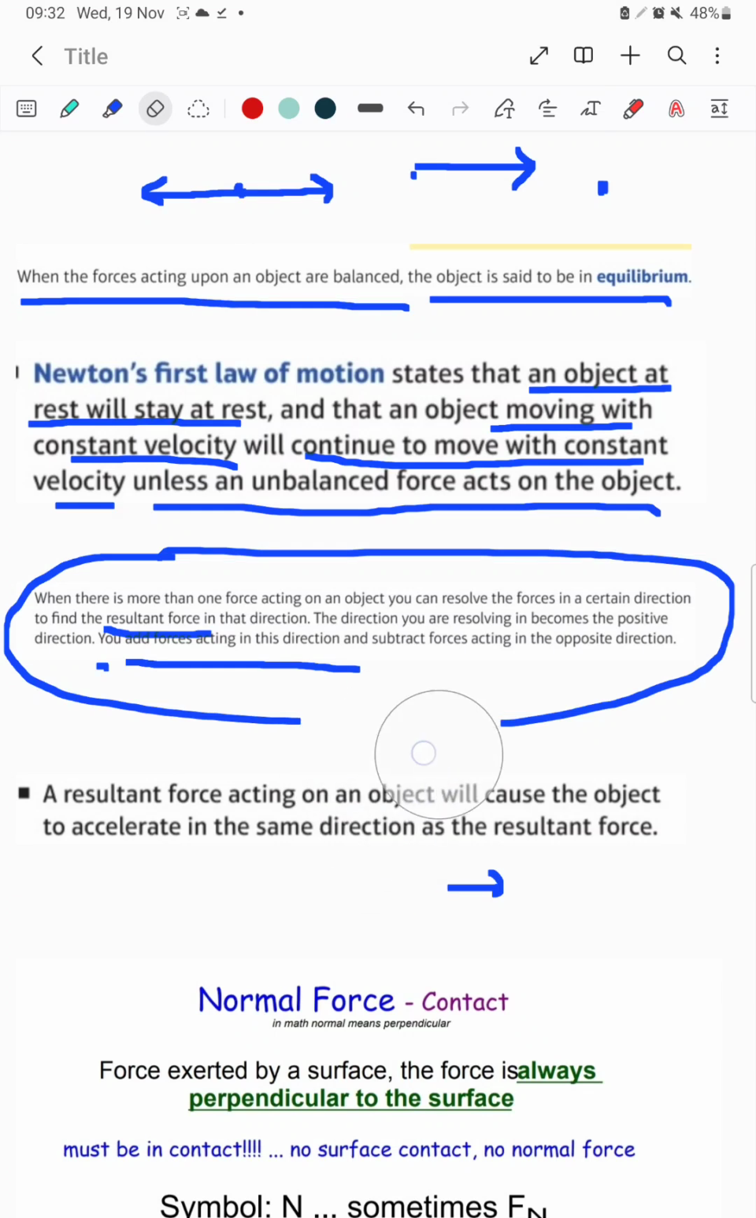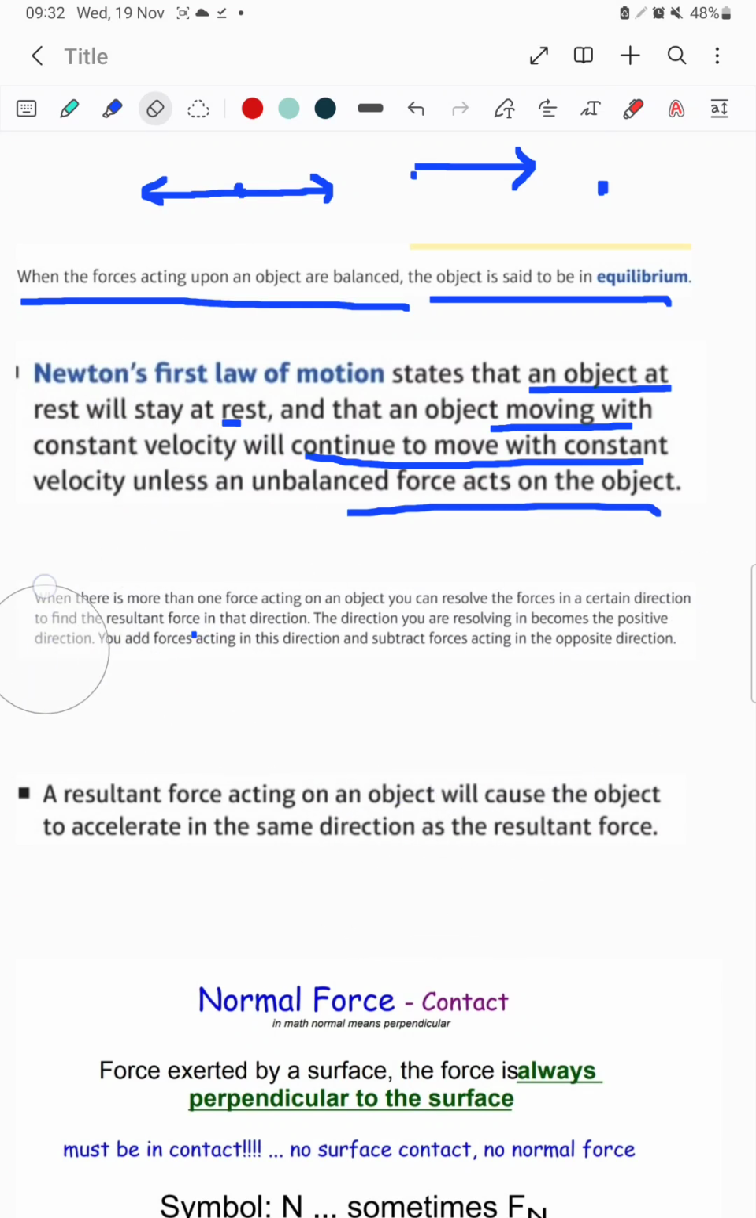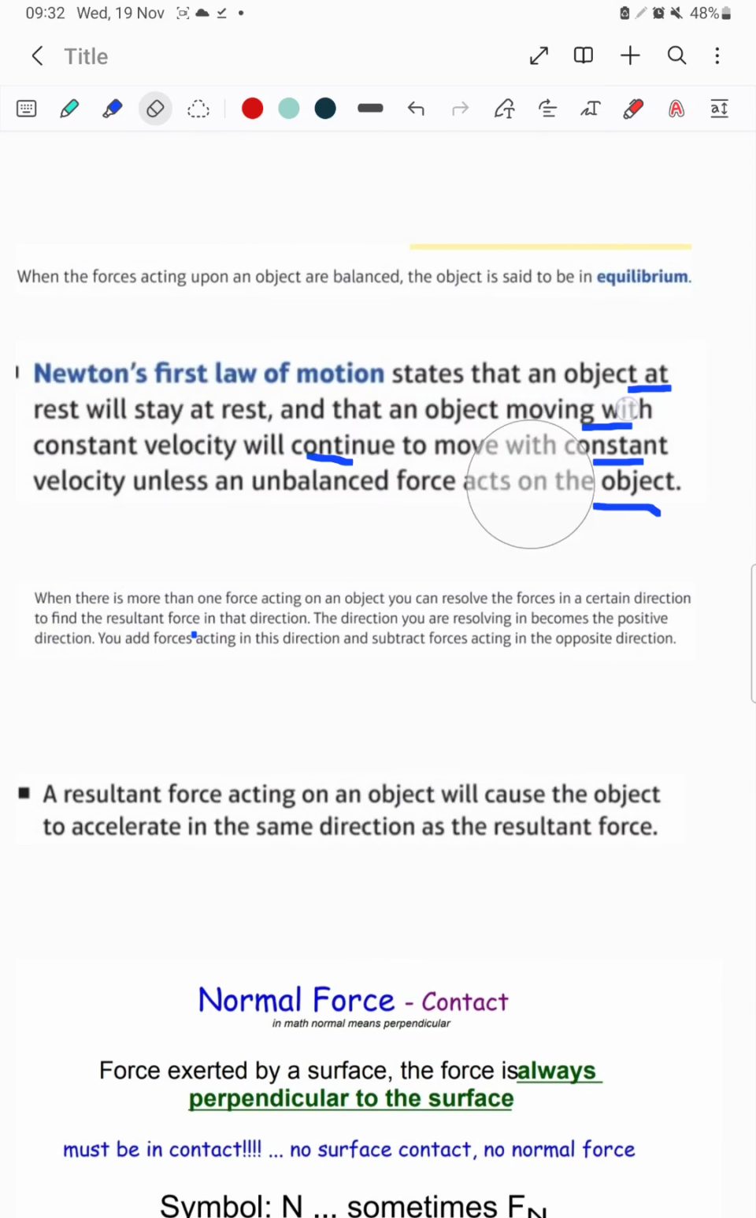So whenever we have to find out the resultant force, that is, the actual force applicable on an object, that is the resultant force. The resultant force acting on an object will cause the object to accelerate in the same direction in which the resultant force is applied.